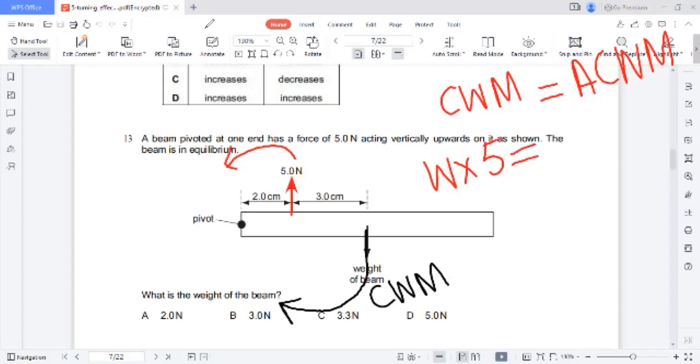And on the left hand side, what about the anti-clockwise moment? For the anti-clockwise moment, we have the 5 Newton force, and 5 Newton is at 2 centimeter distance. So we can see 5 is cancelled with 5. So the weight is 2 Newtons.